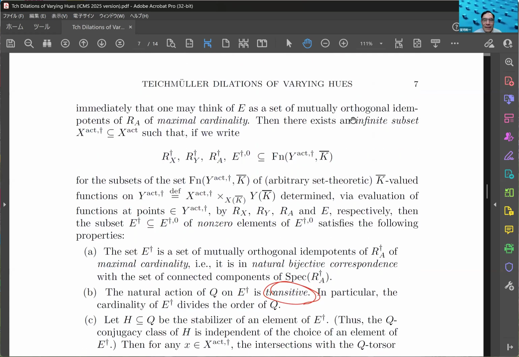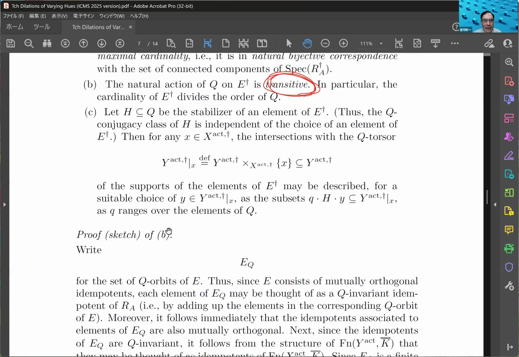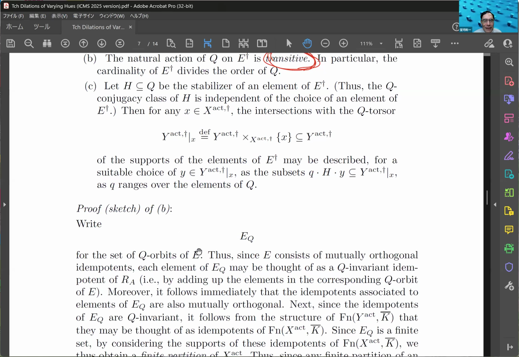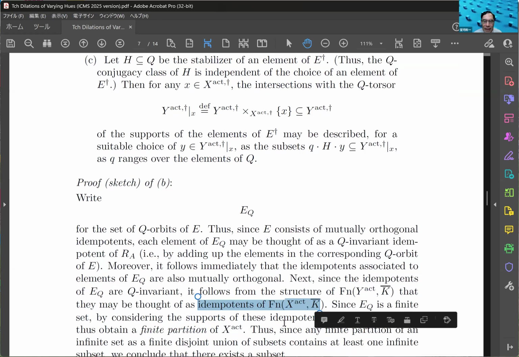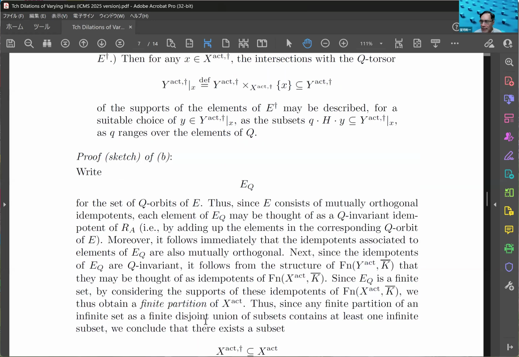So the point is that there exists an infinite subset such that this transitivity property is satisfied. And the reason for this is that basically one can consider the Q orbits of E. These are mutually orthogonal elements which may be thought of as idempotents of this function space of k bar valued set theoretic functions on X act. If one thinks about what that means, it just means that one has a finite partition of X act, if one looks at the supports of these idempotents.